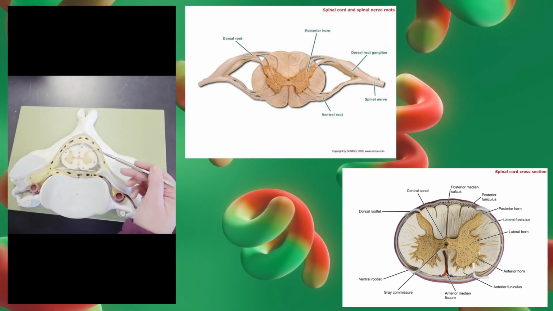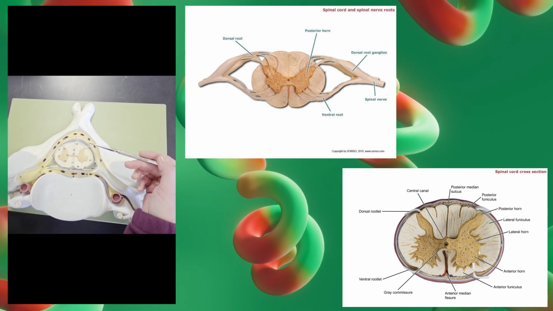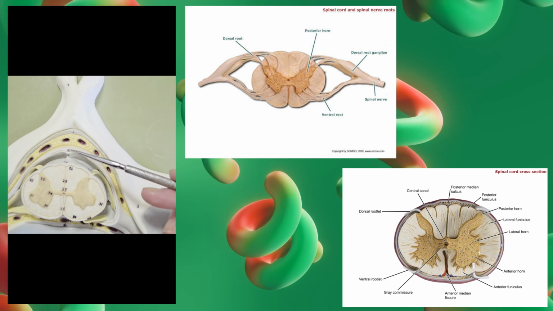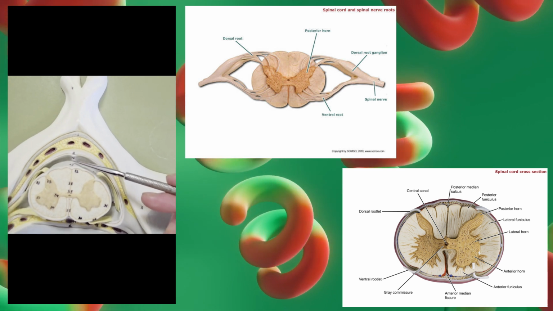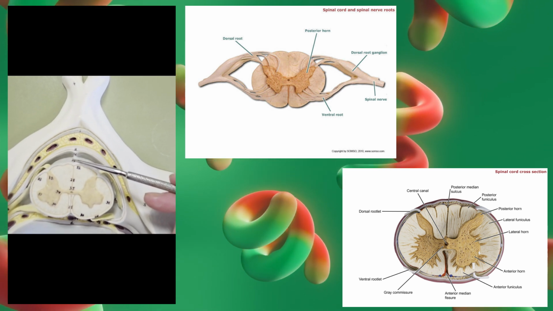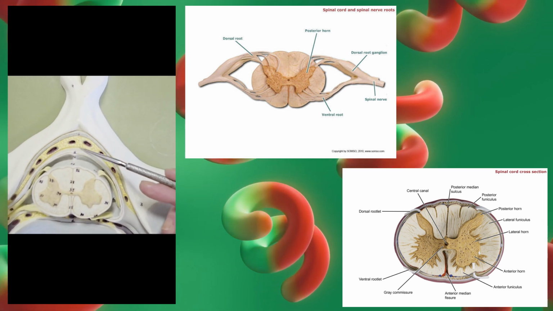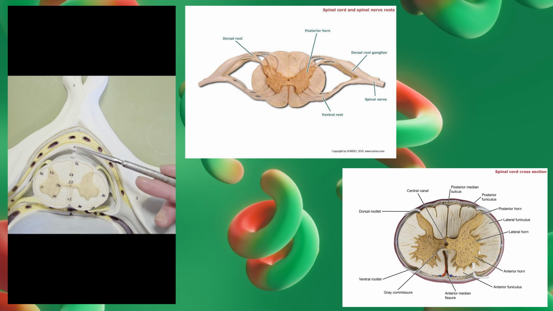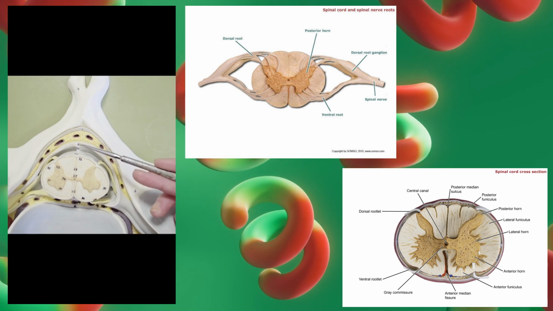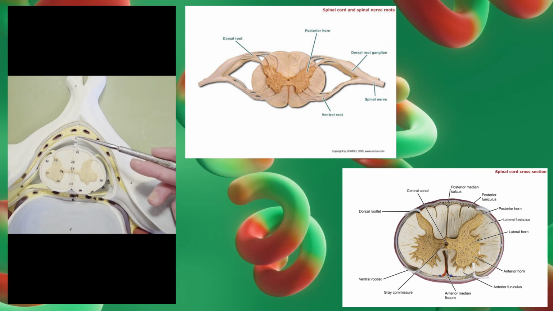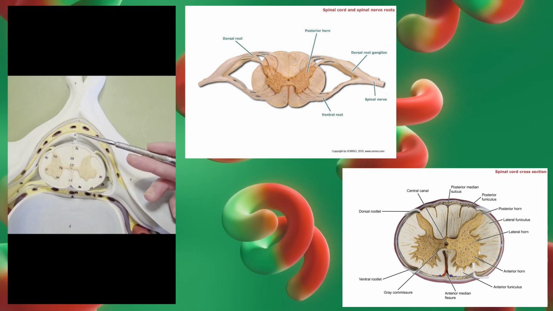So what we're going to start with is talking about the meninges, which are 3 protective layers that go around the spinal column. 1, 2, 3. The first layer we are going to talk about is the dura mater, which is this one right here. This is your outermost layer, and what you're going to think of is durable doorway.